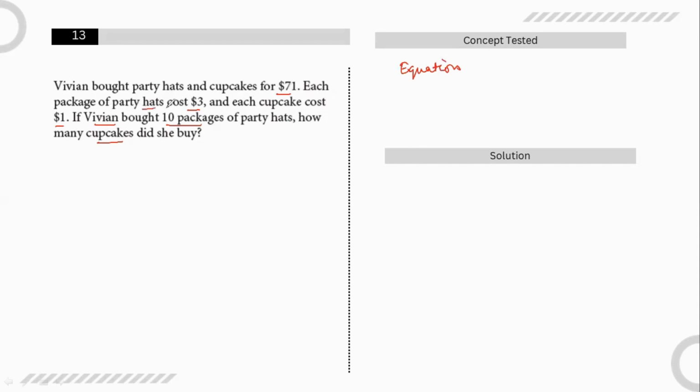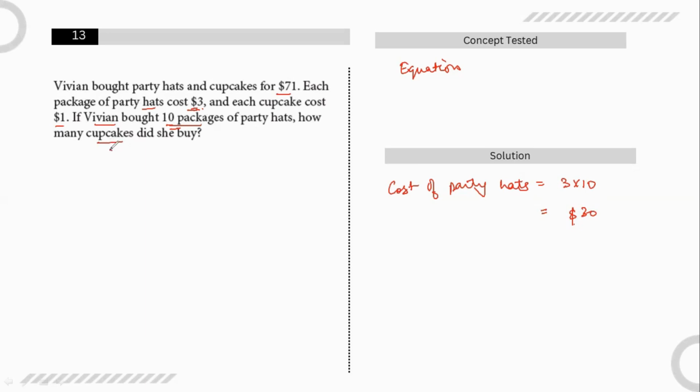One package of party hats costs 3. So what will be the total cost of the party hats? Because she has 10 packages and one package is for 3. So the cost of party hats is nothing else but 3 times 10, right? One package costs $3, and she has 10 packages, so the total party hat cost is $30. Got this? Similarly, each cupcake costs $1.